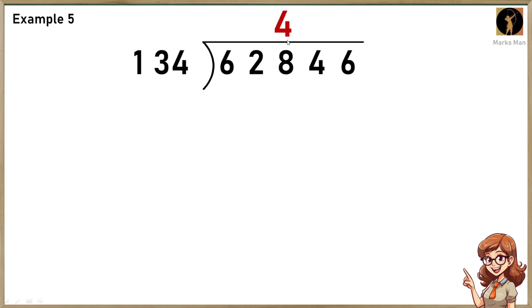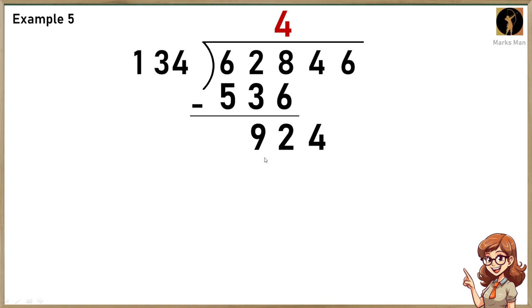Next, you need to multiply this number 4 to your divisor. So 4 times 134, that is equal to 536. Next, you need to subtract this 536. 628 minus 536, that is equal to 92. Now 92 is smaller than 134, so you need to bring down another number from your dividend, which is 4. Now 924 is now bigger than 134, so you can now divide it.